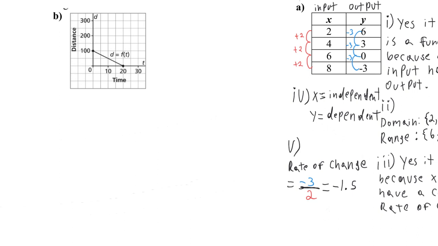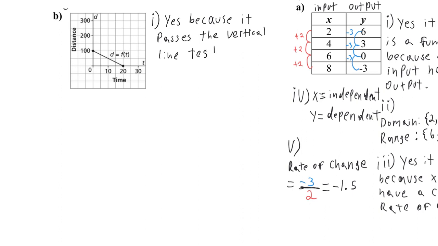So for B number 1, is it a function? Yes, because it passes the vertical line test. Number 2 then is asking us to state the domain and range.